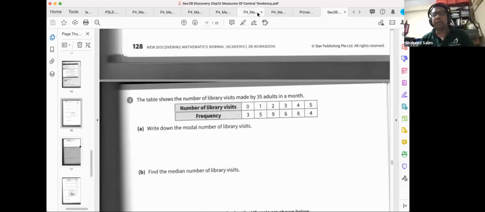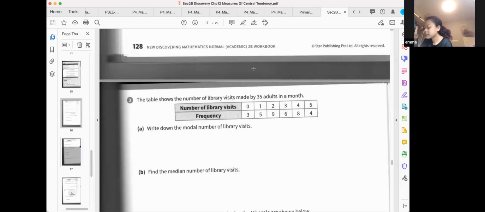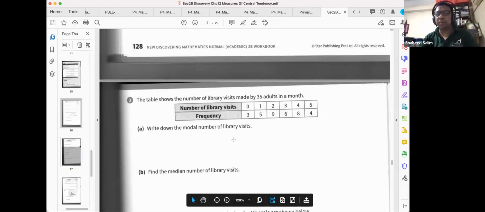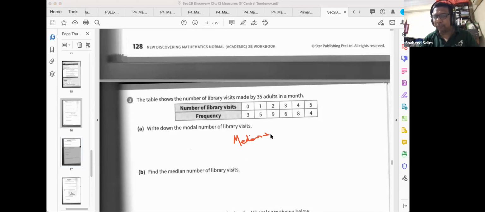Okay, so we revise median again. Maybe at the beginning of every lesson, I will revise the concepts. Okay, so median doesn't mean the middle position, but the value of the middle position. So the value of the middle position.